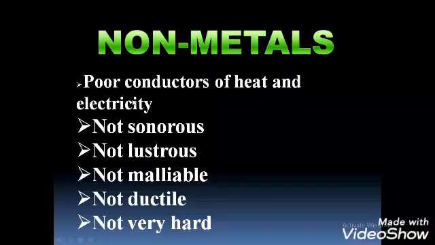And is it sonorous? No, it is not sonorous. It is not lustrous. It is not malleable. It is not ductile. And it is not very hard. These are the physical properties of non-metals. So we can say that metals are good conductors, sonorous, lustrous, malleable, ductile, very hard, but non-metals are not sonorous, lustrous, malleable, ductile or very hard, and not good conductors of heat and electricity.